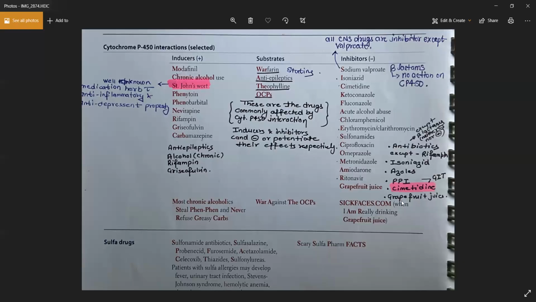Okay, and grapefruit juice, very important. Grapefruit juice is also an inhibitor of cytochrome P450. Say a patient is on a certain therapy like warfarin, and the patient also uses grapefruit juice, and now the patient is having a therapeutic failure. Step 1 will ask you why the therapeutic failure is happening in this patient. The answer would be the use of grapefruit juice, because it inhibits cytochrome P450.